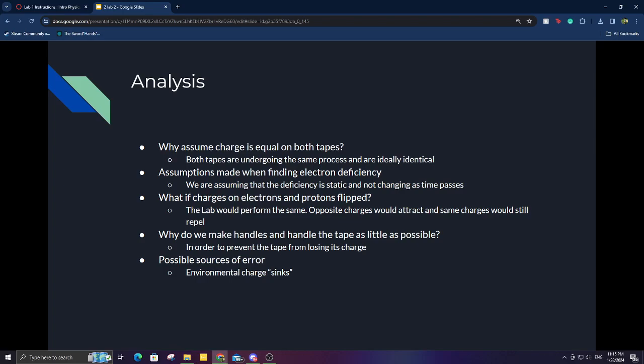In this lab, we handled the tape as little as possible in order to prevent the tape from losing its charge. The tape can lose its charge by coming into contact with other objects. It is possible that our body could be slightly charged, changing the results. This is also a potential source of error, as we could artificially change the charge of our tape the longer we delay the experiment and the more it is exposed to potential electron sinks.